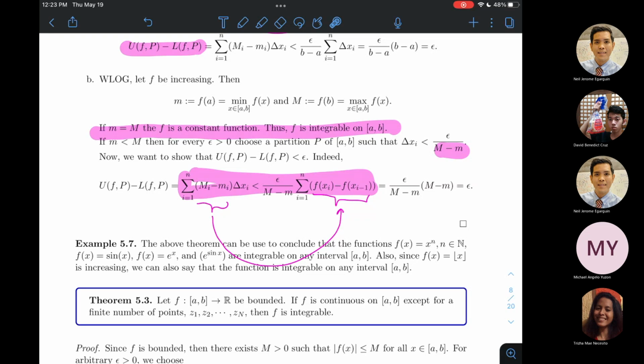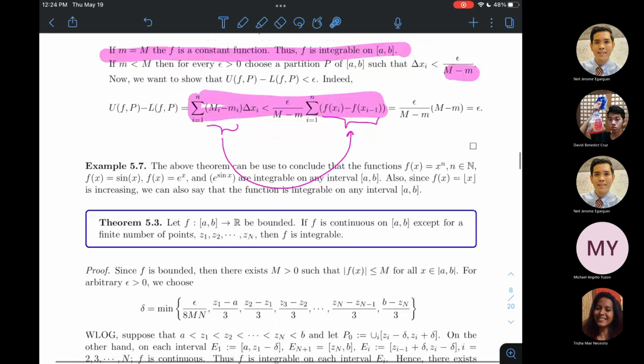Okay, thank you, David. And with these two theorems, pwede na nating sabihin na, okay, yung x to the power n, kasi continuous siya. So siya ay integrable. Sin x, continuous, so integrable yan. e to the x, continuous, so integrable yan. Okay? Pwede mo ring sabihin, ito ay increasing. So ito ay integrable din.